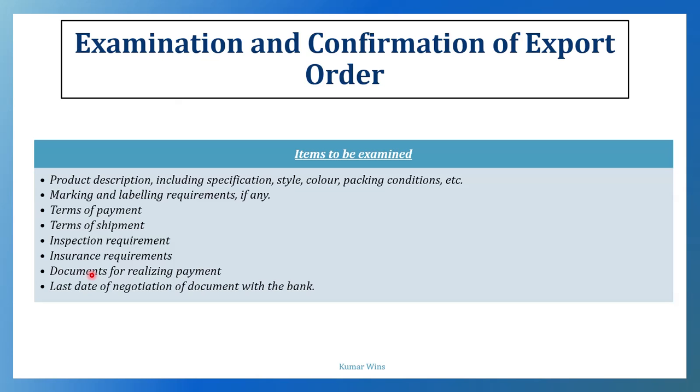Then comes the documents for realizing payment. It includes the number and nature of invoices, then certificate of origin, certificate of inspection, certificate of value, then bill of exchange, insurance policy, transport document, document of title, etc. And the last one is the last date of negotiation of document with the bank.